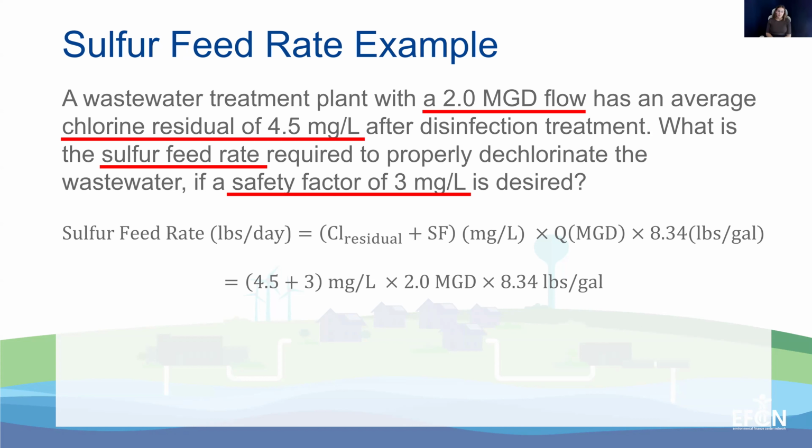We multiply that by my 2.0 millions of gallons per day, and we multiply that by my 8.34 pounds per gallon, and we get approximately 125 pounds per day. So that gives us how much sulfur, what the feed rate would need to be to offset the chlorine that is being added to disinfect our wastewater. And that wraps up our chlorine and disinfection calculations.